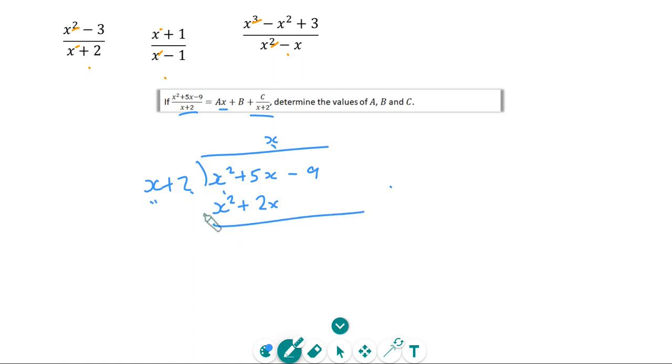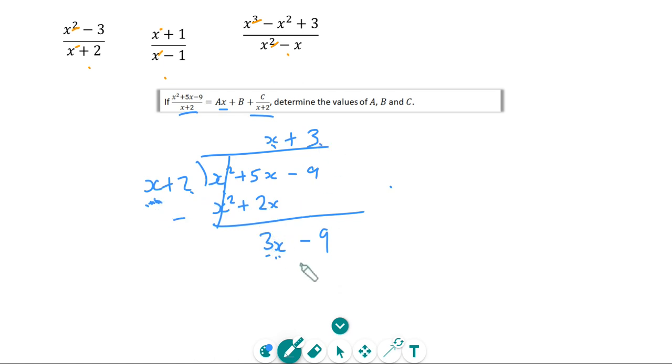Each line here you subtract. So x squared minus x squared would disappear. 5x minus 2x is 3x. And then minus 9 just carries on down. This is just year 1 revision for you. Same process again. Now I've got 3x and I'm still dividing by the same thing. How many times does x fit into 3x? It fits in a positive 3 times. So that goes up there. Line up the numbers.